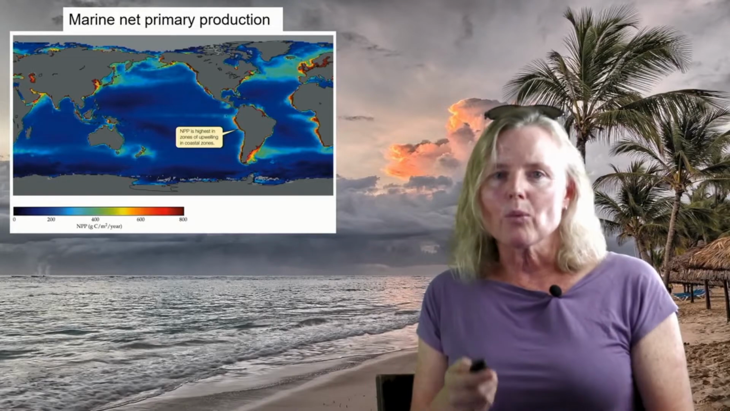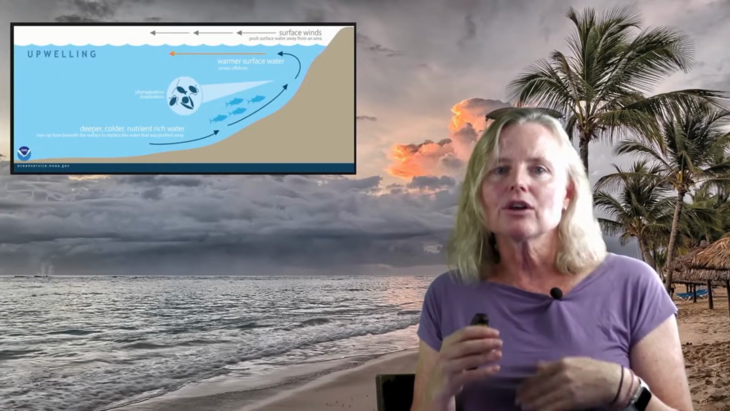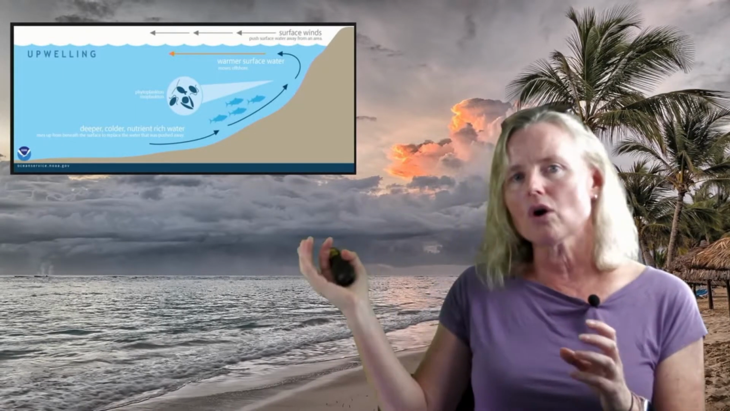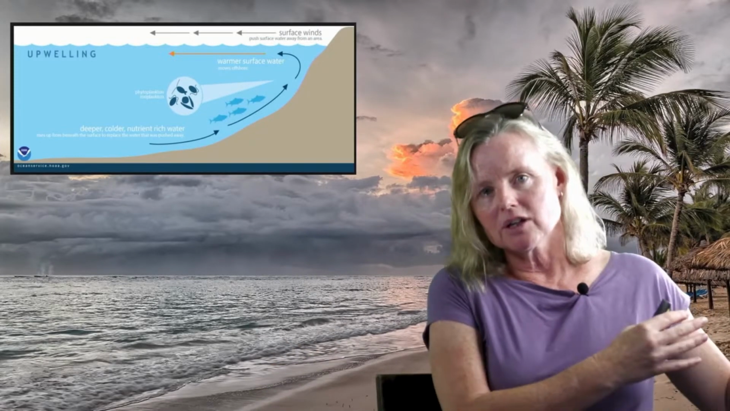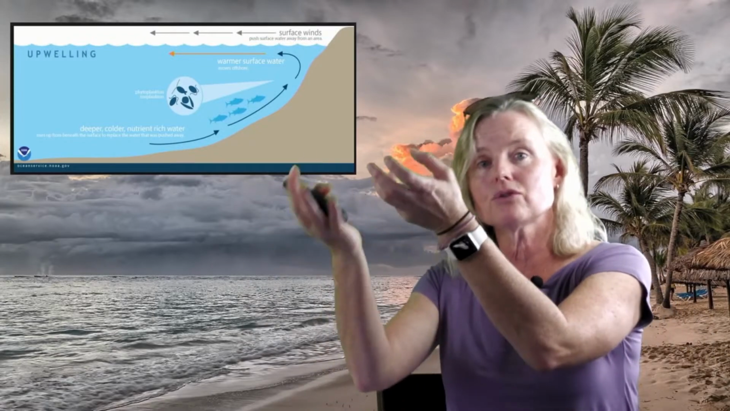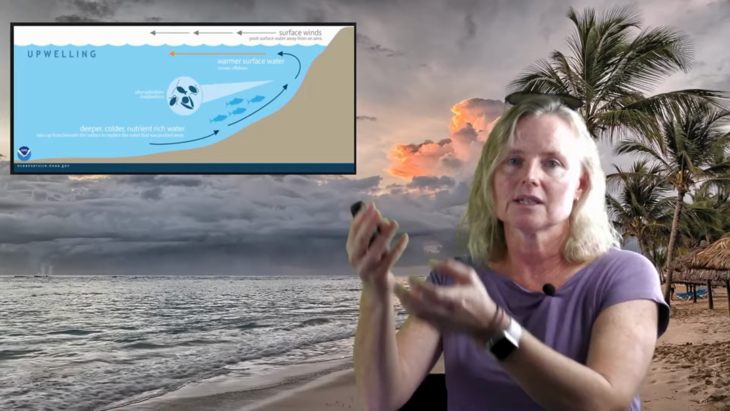So we talked about upwelling. Upwelling occurs predominantly in response to coastal onshore winds that push the surface water away. And as you can imagine, in replacing that, you get the nutrient-rich deep waters coming to the surface.